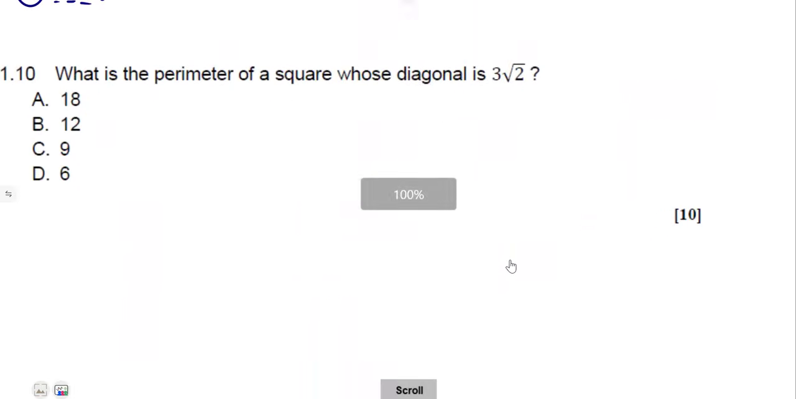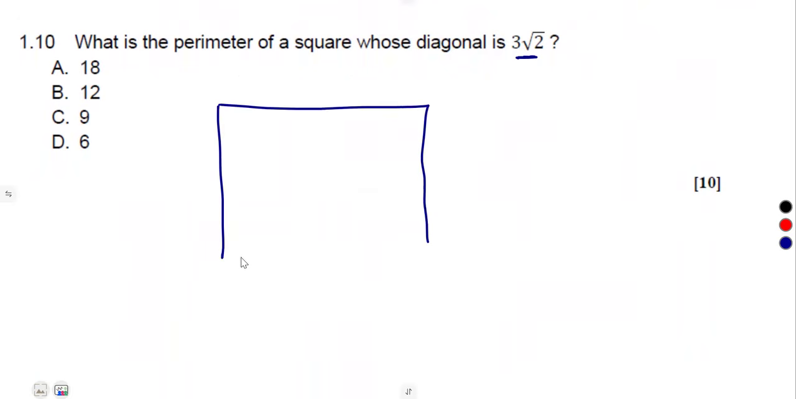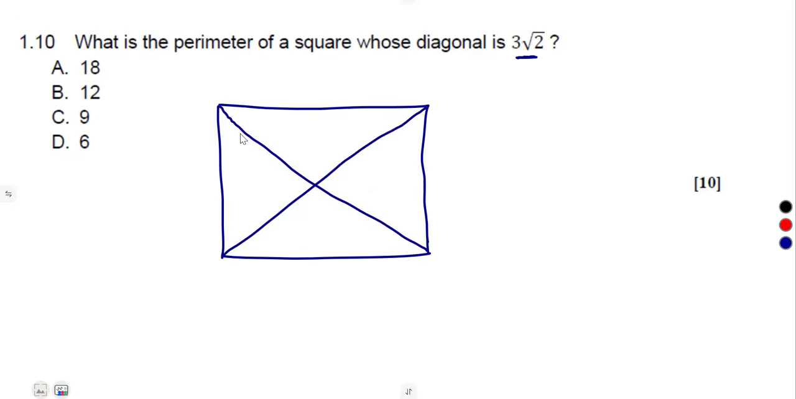On question number 1.10, what is the perimeter of a square whose diagonal is 3 square root of 2? We are given the diagonal of a square, like this. The length of the diagonal that we are given is 3 square root of 2. Then they want you to calculate what the area is. What is going to be the area?